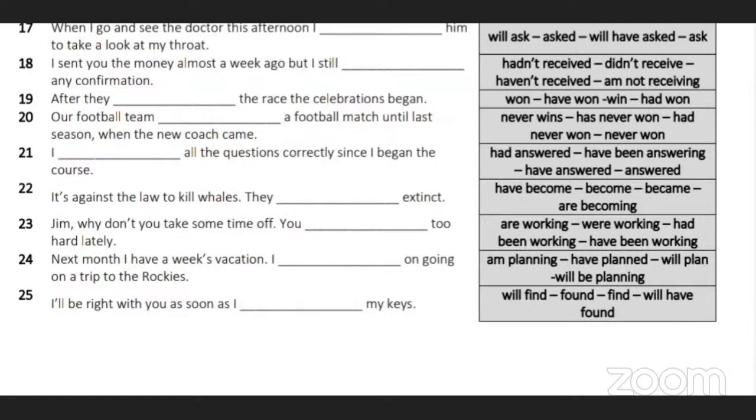Okay. Thank you, class, for interacting, for trying. Now I am about to give a new exercise based on prepositions. Please give me some time.